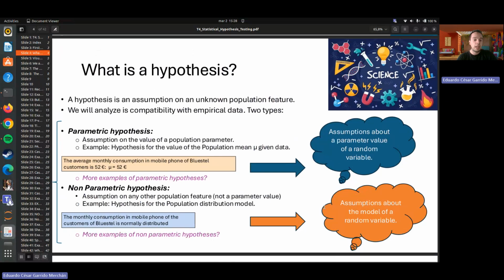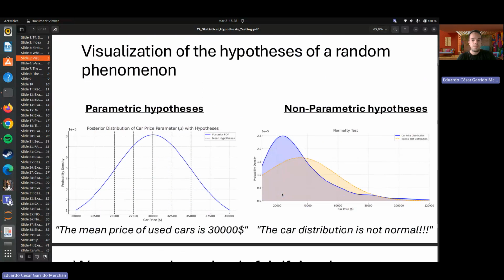So two basic types of hypotheses: parametric ones that are regarding a quantity, regarding a parameter. Okay, for example, the monthly mobile consumption of Blue Steel customers. And non-parametric hypotheses, regarding generally the model or distributions. For example, is the data normally distributed? Okay, are my sales normally distributed? For example, if I am a CEO of a company and I want to see how many sales my salesmen have, so this is a non-parametric hypothesis.